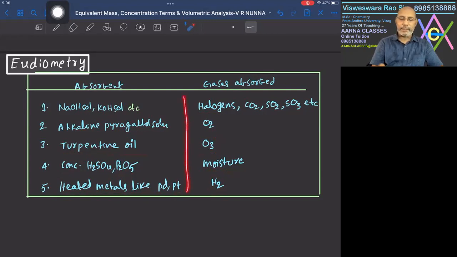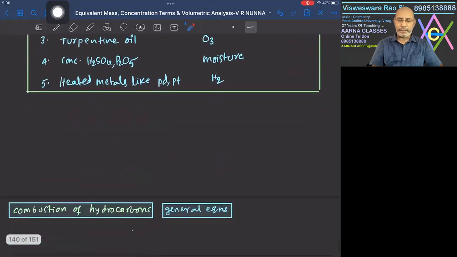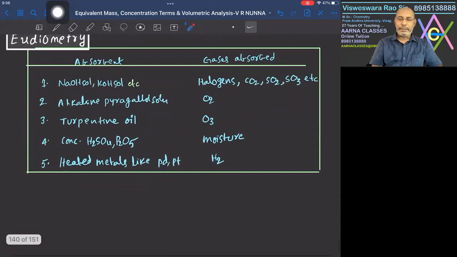So this is the information you need to solve these problems. Two types of problems will be given by the paper setter, and this is important in every examination. Halogens, CO2, SO2, SO3 are absorbed by the alkaline solution by chemical reaction, O2 is absorbed by pyrogallol solution. For O3, you have to use turpentine oil. To remove moisture, you have to use concentrated H2SO4. Those are dehydrating agents, that means they remove water, and P2O5.